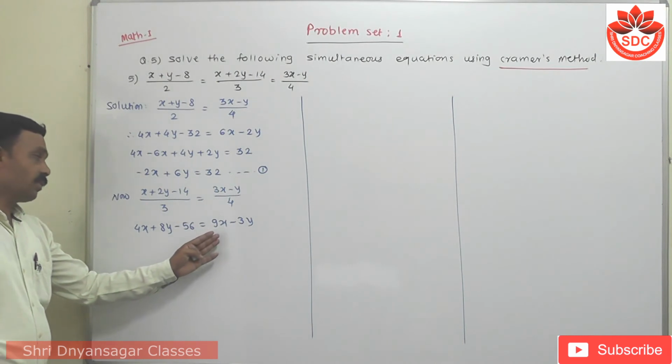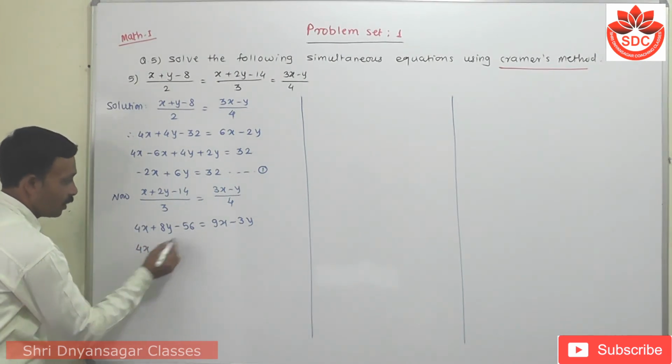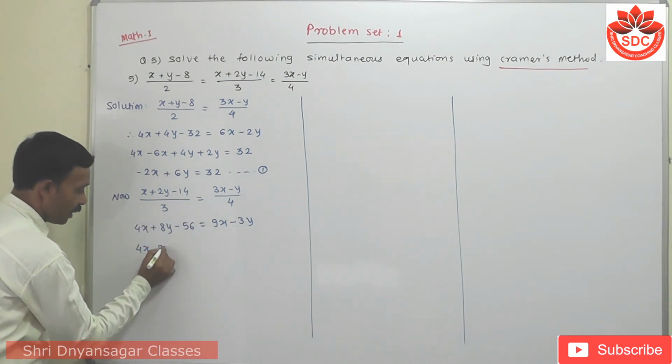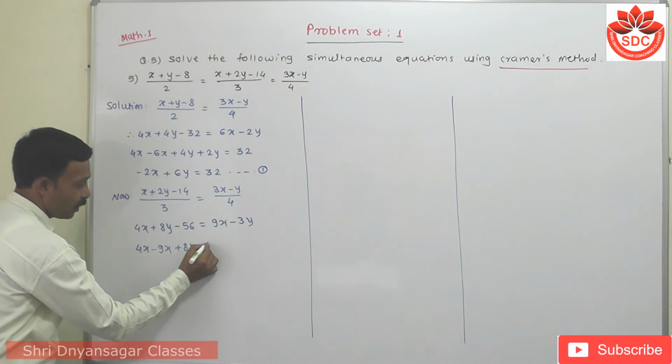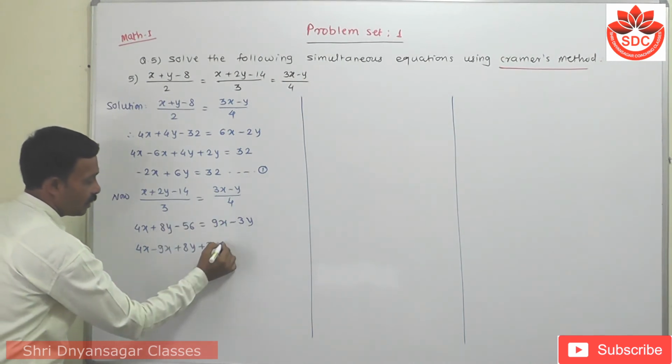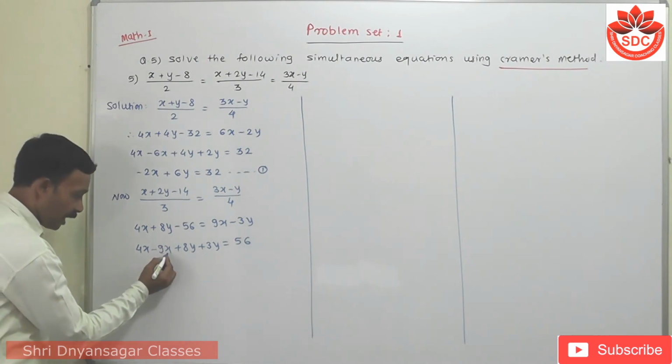Then transpose variables to one side and numbers to the other side. So 4x, this transposes here minus 9x, then plus 8y, this transposes here plus 3y, and this 56 is converted as plus 56. Then we have to subtract it.